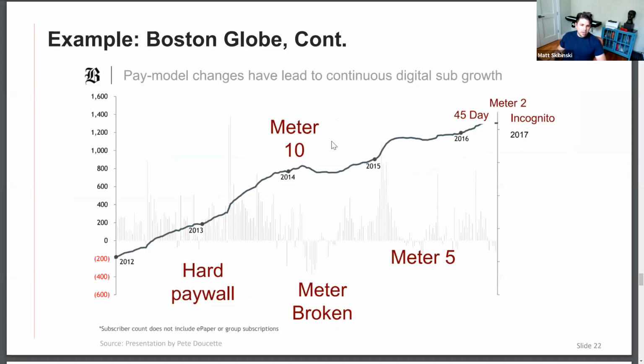Here's just one example of a publisher. This is the Boston Globe, who was kind enough to share their data with the world about all these different decisions they made about their access rules, from changing their meter limit, which happened around 2014, to expanding to a 45-day window for the free articles you get, to eliminating incognito windows and basically putting a hard paywall on incognito users, and how that affected their subscriber growth over time. And you can basically see that every time they tighten the rules, it boosts subscriber growth, just as you would expect.